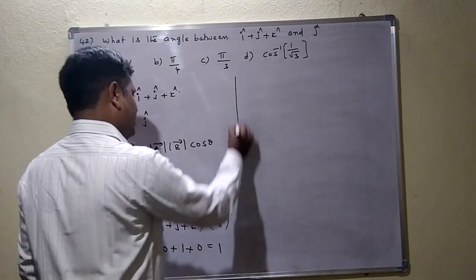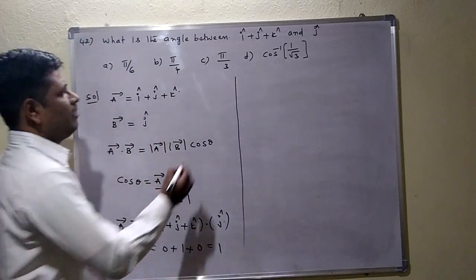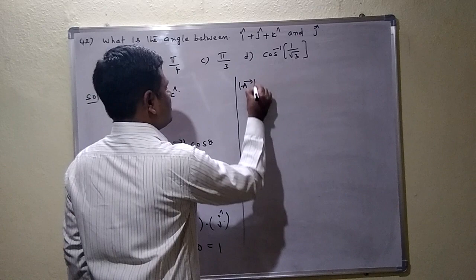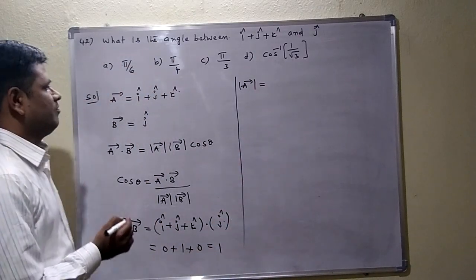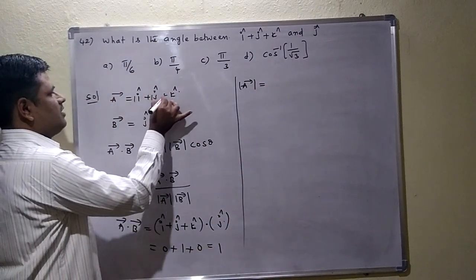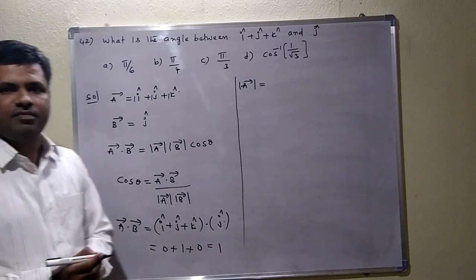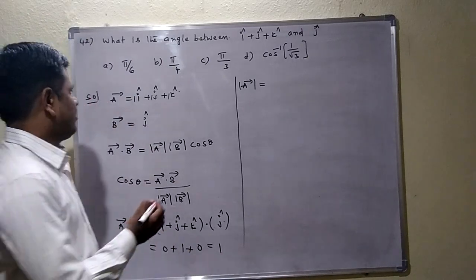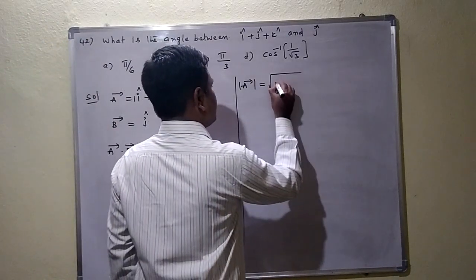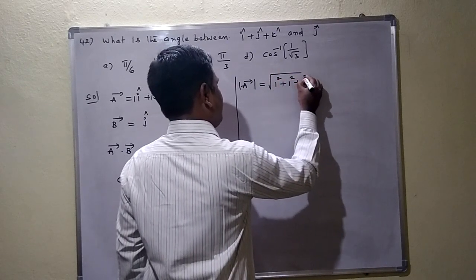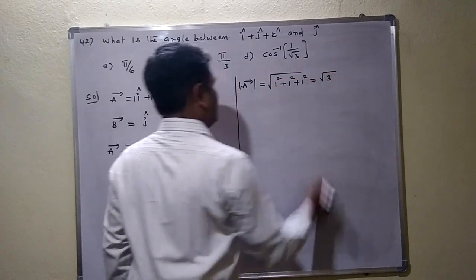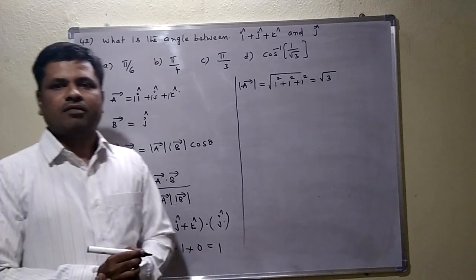Similarly, we have to find the mod A bar. Mod A bar is equal to the magnitude of this one. This coefficient is 1, here the coefficient is 1, here the coefficient is 1. There is no value, which means the coefficient is 1. So the magnitude of A bar is equal to 1 square plus 1 square plus 1 square. This is root 3, the magnitude of A bar.